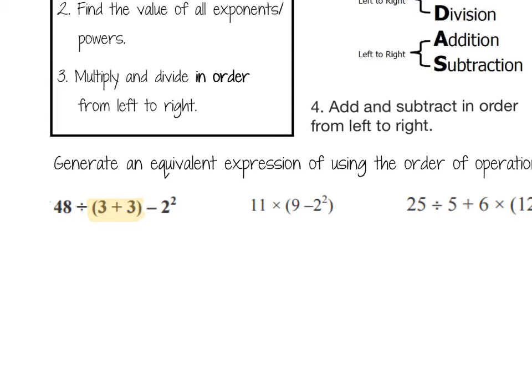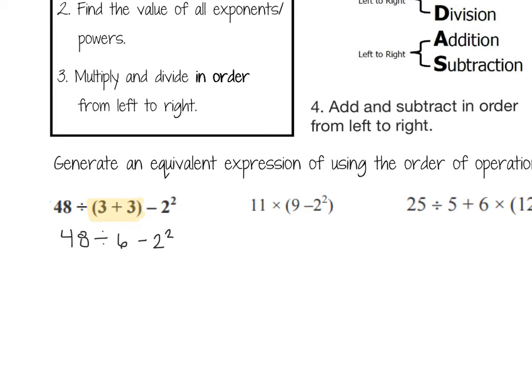I'm going to bring everything down. You do not want to do more than one thing in a row. So then I'm going to write it down. What's 3 plus 3? 6 minus 2 to the second power. So I've taken care of my parentheses. I evaluate my form. There's nothing left. So I can move on to my exponents. Does this problem have exponents? Yes, it has one right there.